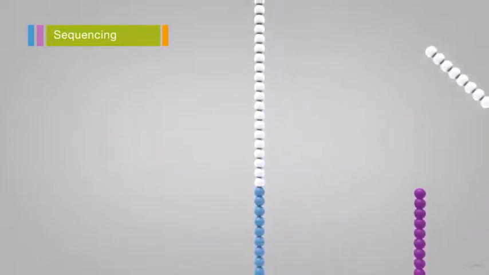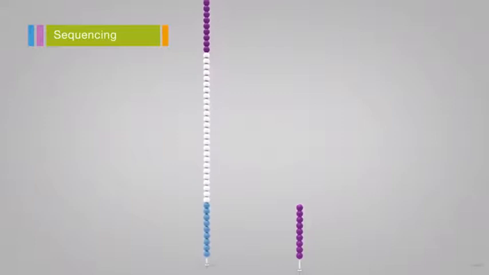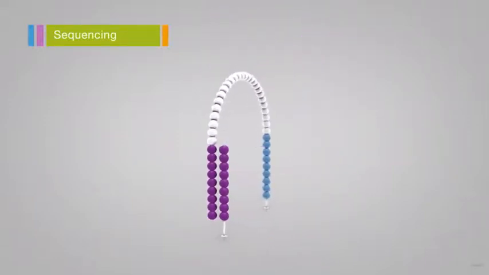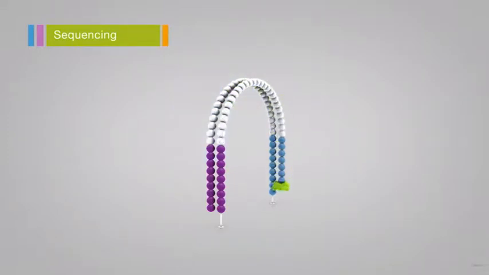After completion of the index read, the read product is washed off and the 3' ends of the template are deprotected. The template now folds over and binds the second oligo on the flow cell. Index 2 is read in the same manner as Index 1. Polymerases extend the second flow cell oligo, forming a double-stranded bridge.